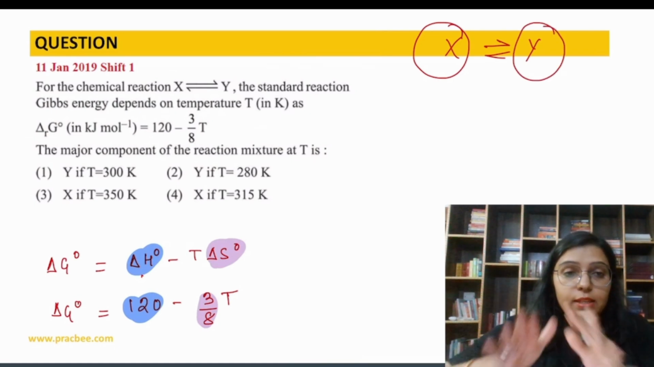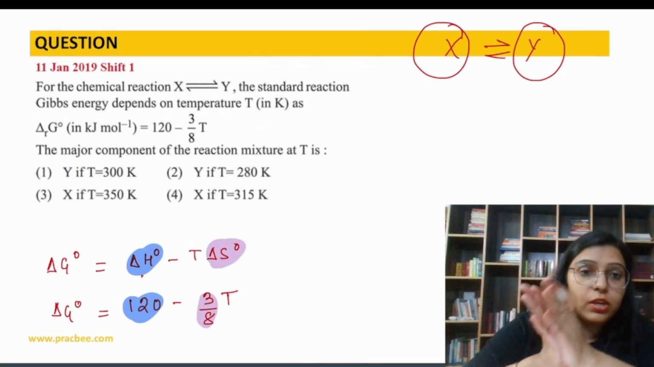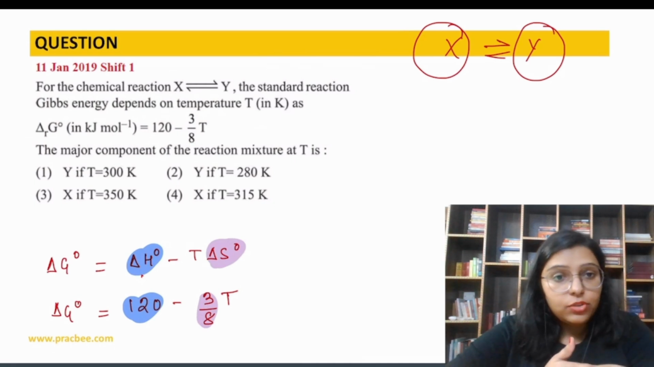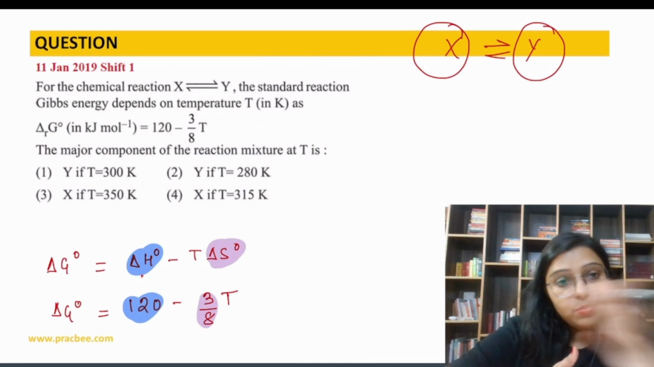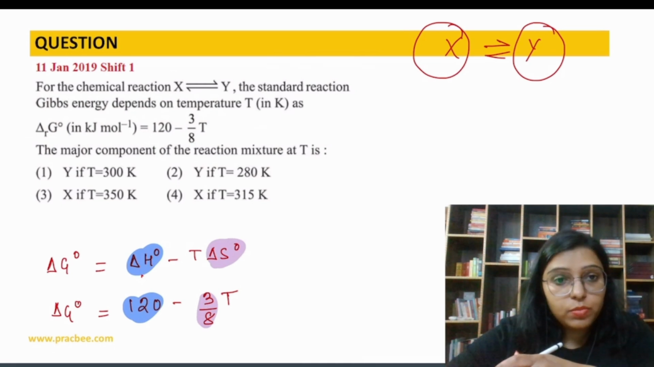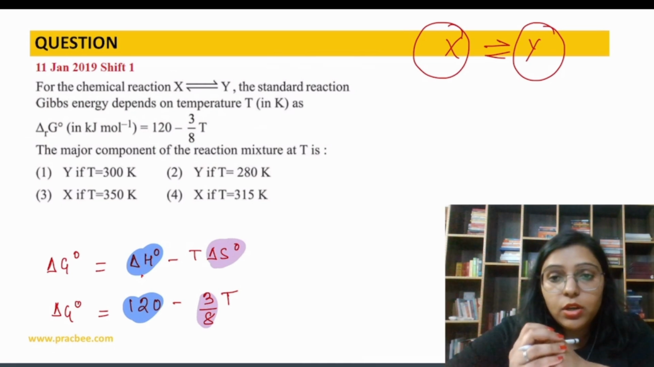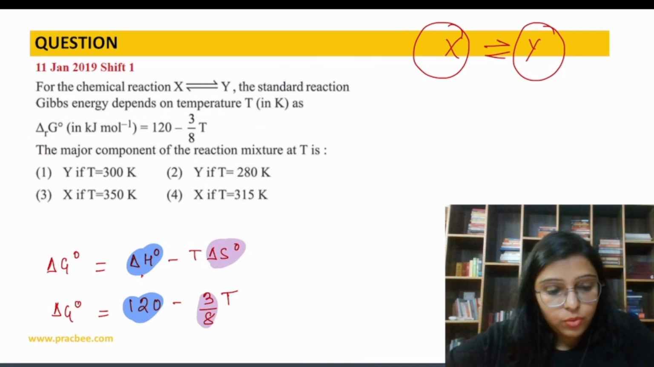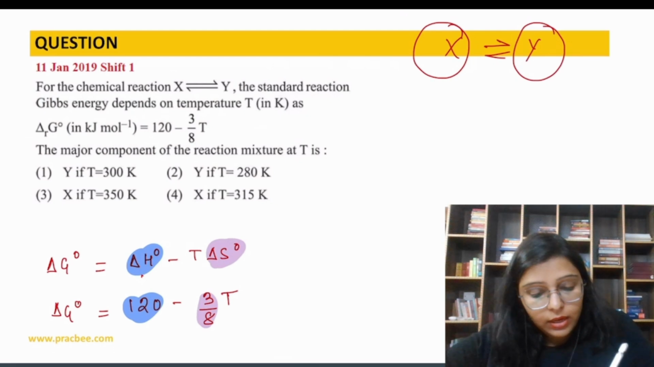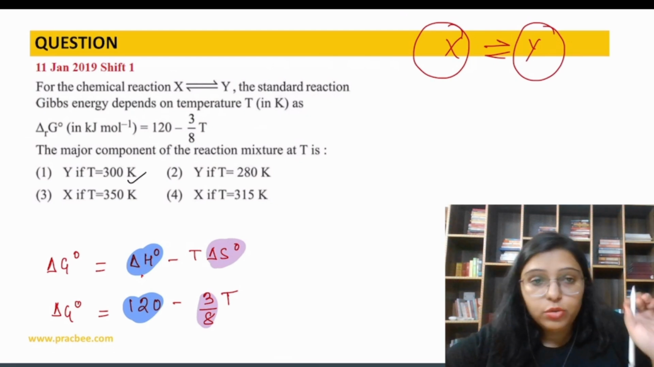So the point is, if the reaction is spontaneous or moves in the forward direction, then Y is going to be in major amount. And if the reaction is non-spontaneous and moves in the backward direction, then X is going to be in the major amount. So we have to do it that way only. So suppose we have the option T is equal to 300 Kelvin.